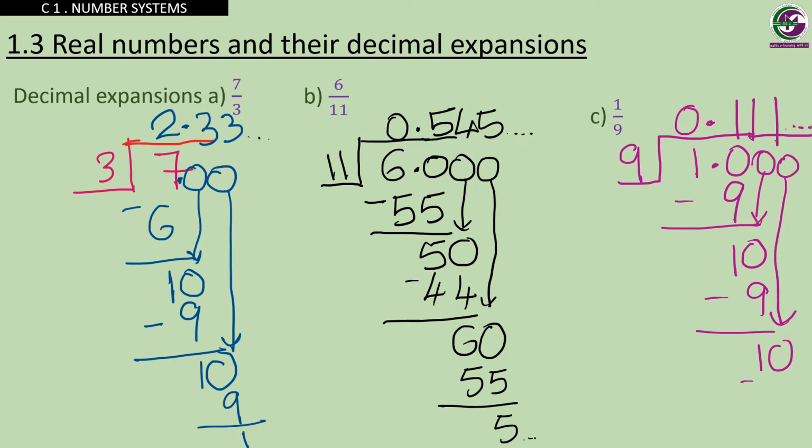Take the new 0. 10. 9 into 1 is 9 again, and you know how to continue. You can see that this is also never ending, so your answer is 0.111 and continues forever. Okay.